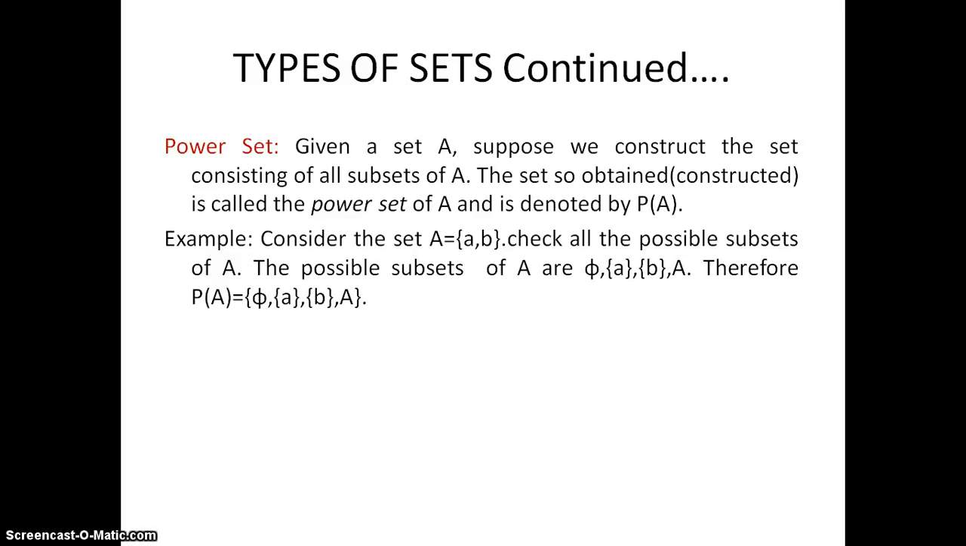Moving on to the next discussion, the power set. Given a set A, suppose we construct the set consisting of all subsets of A. The set so constructed is called the power set of A and is denoted by P(A). Example: consider the set A equal to {a, b}. Check all the possible subsets of A. They are the null set, the singleton set {a}, the singleton set {b}, and the set A itself. Therefore the power set of A, P(A), is equal to {null, {a}, {b}, {a, b}}. This whole thing forms the power set.